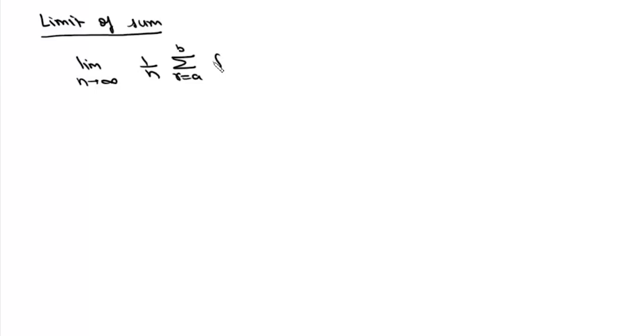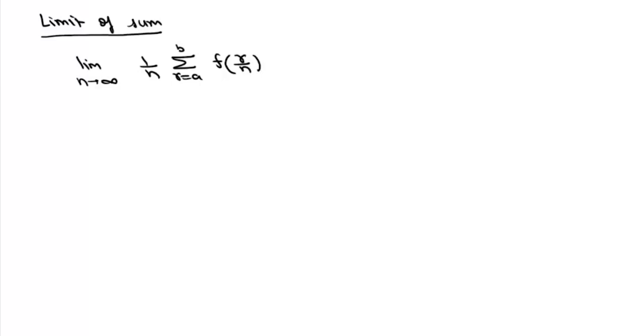And finally we'll have limit of sum. Now in limit of sum problems, we can change a limit into an integral. Typically a limit of sum problem will have 3 characteristics. So we'll have this limit n tends to infinity, and then 1/n, this summation where r varies from a to b, and this is f(r/n).